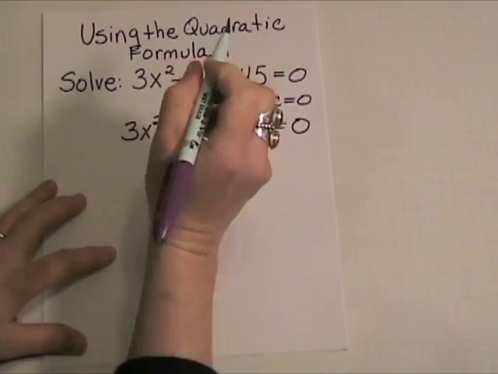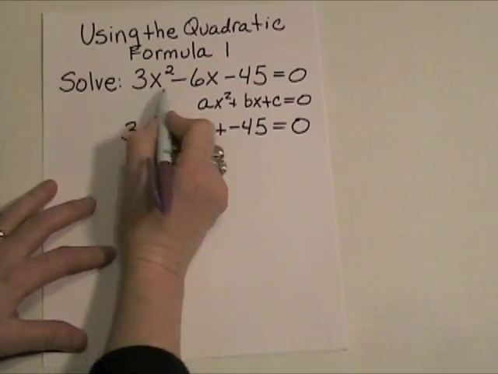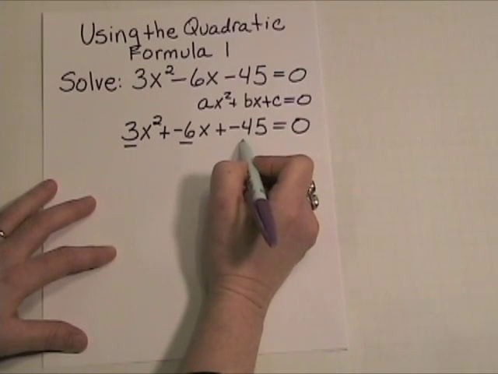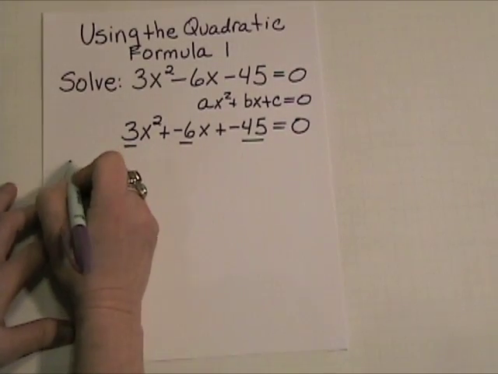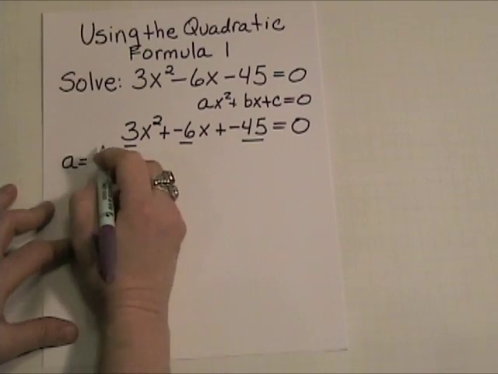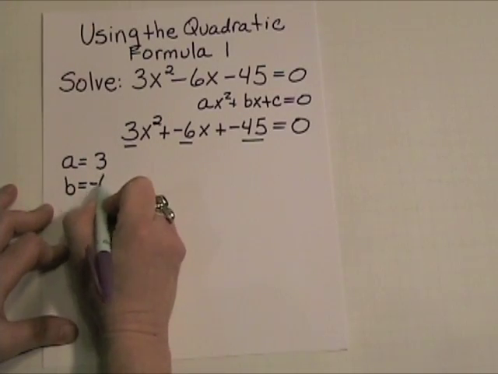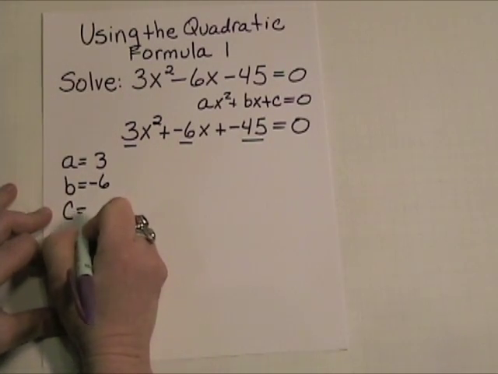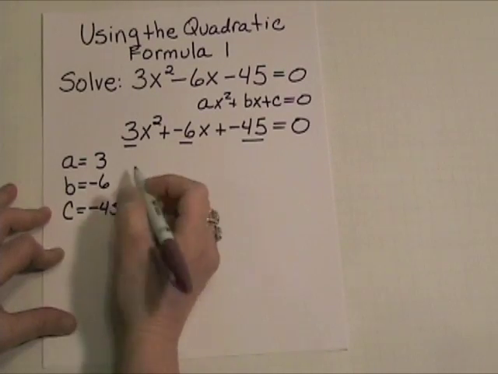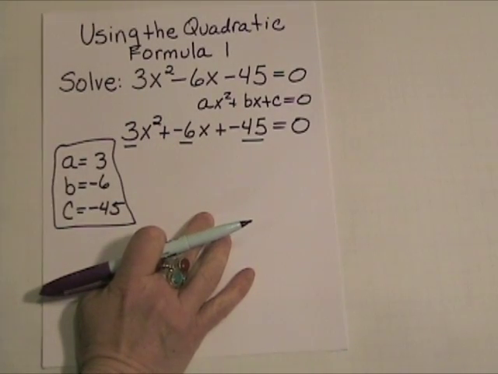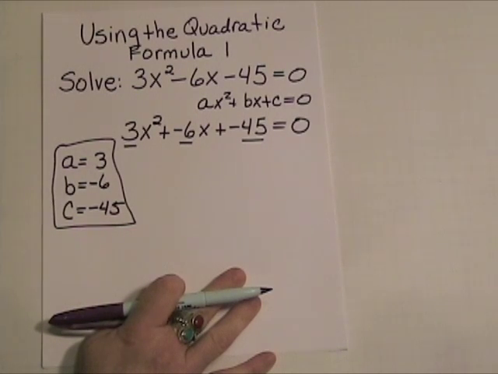Now, if you take a look closely, you can find your A, your B is now negative 6, and your C is negative 45. So I'm going to write those off to the side here. A is equal to positive 3, B is equal to negative 6, and C is equal to negative 45. You really want to be careful that you write those down before you enter into the magical quadratic formula, because if you get any of those signs misplaced, it's not going to work.